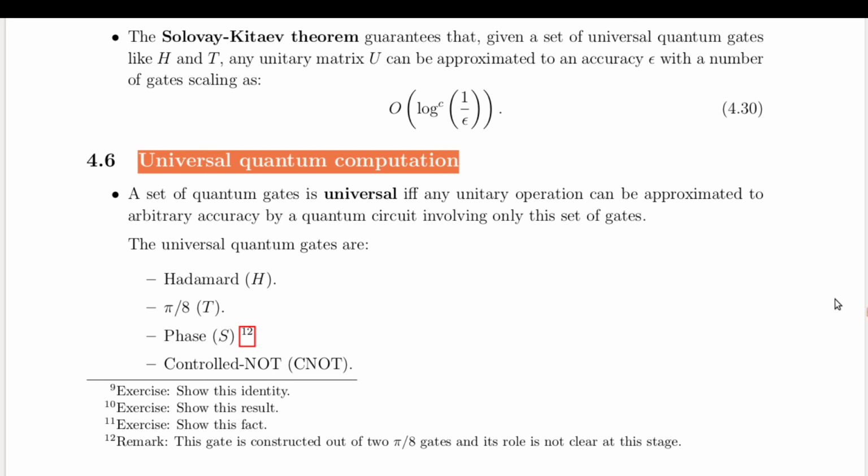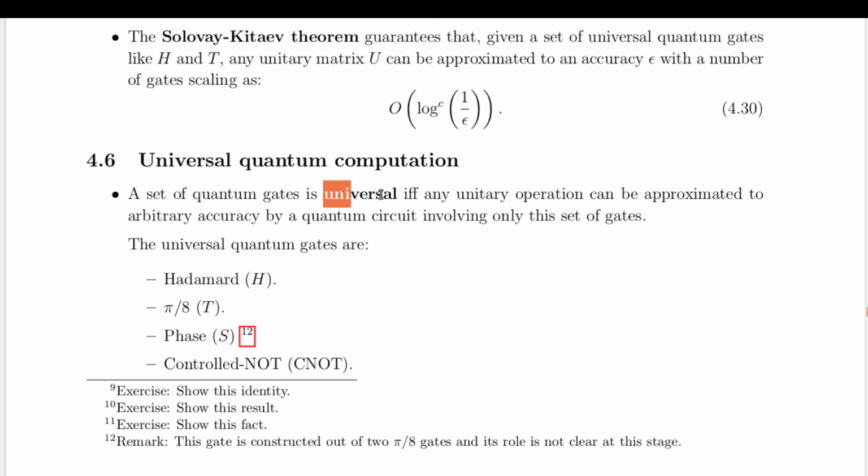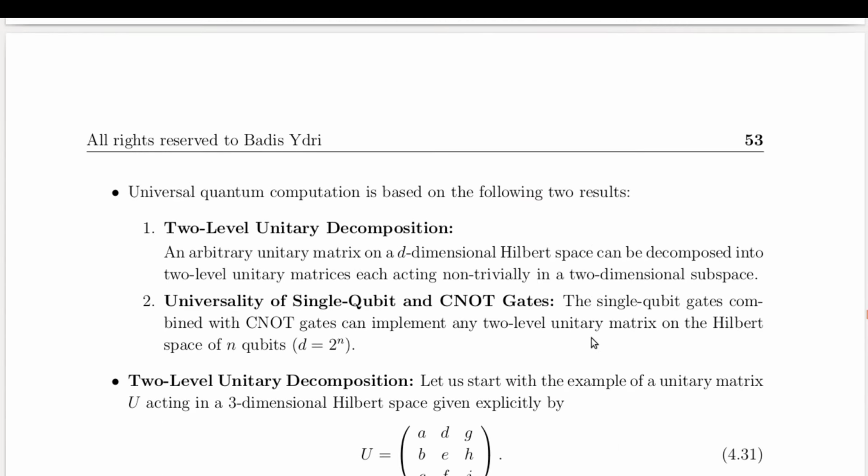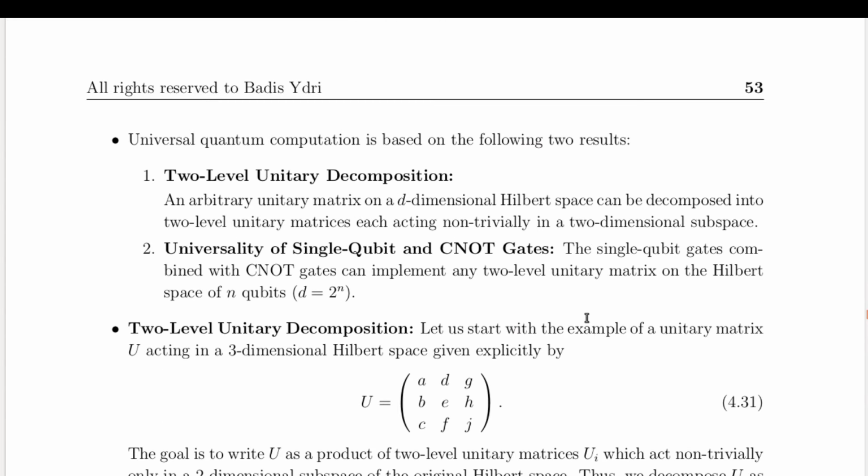In quantum computing, a set of gates is considered universal if any unitary operation, no matter how complex, can be approximated to arbitrary accuracy using circuits built from these gates. The universal set of quantum gates includes the Hadamard H gate, the π/8 T gate, the phase S gate, and the controlled NOT CNOT gate. With just these 4 gates, we can perform any quantum computation. Let's dive deeper into how this works.